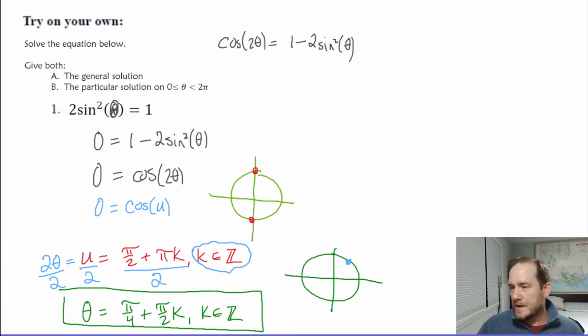So pi over 4 would be the first solution, and then every 90 degrees you'd get another. So we get another one here, another one here, another one here. And you can see that, yeah, that's the same solution set we had the first time.